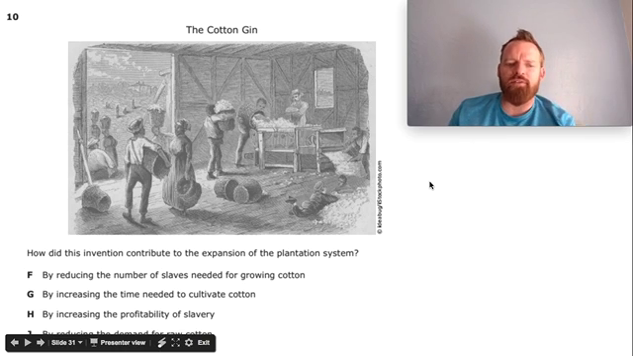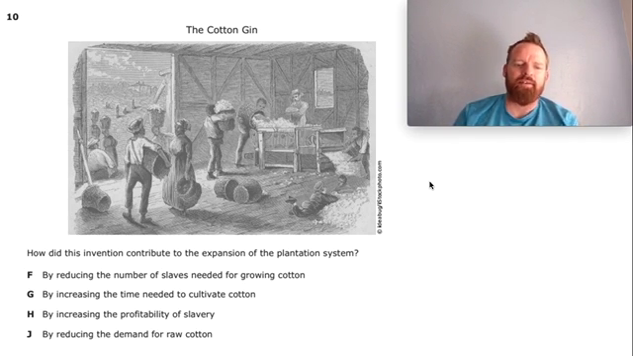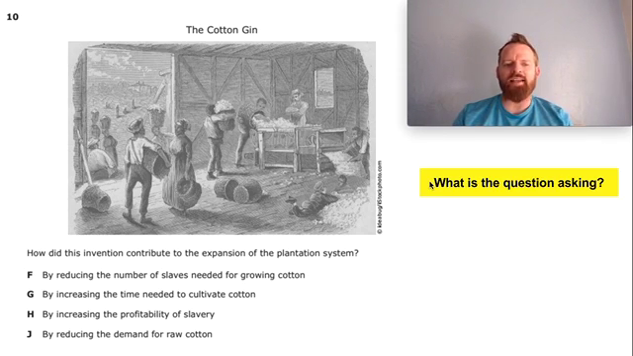All right, so first of all, the first answer says F, by reducing the number of slaves needed for growing cotton. And then G, by increasing the time needed to cultivate cotton. H, by increasing the profitability of slavery. And J, by reducing the demand for raw cotton. All right, what is the question asking?